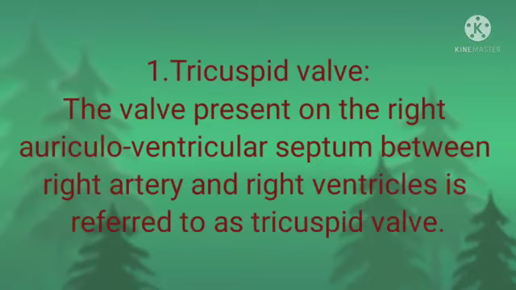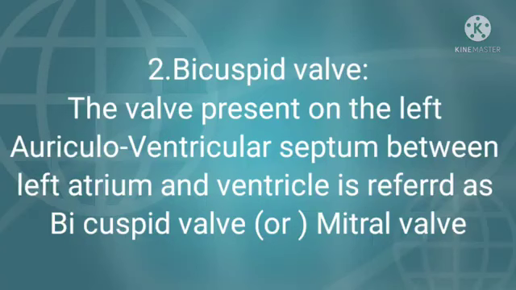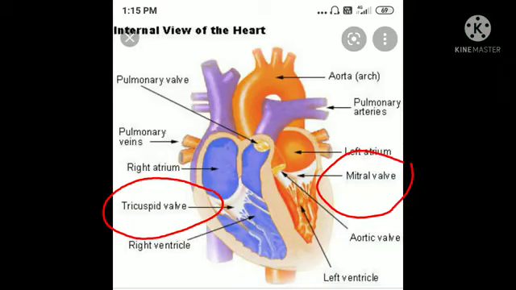Tricuspid valve. The valve present on the right auriculoventricular septum, between the right atrium and right ventricle, is referred to as the tricuspid valve. Bicuspid valve. The valve present on the left auriculoventricular septum, between the left atrium and ventricle, is referred to as the bicuspid valve or mitral valve.